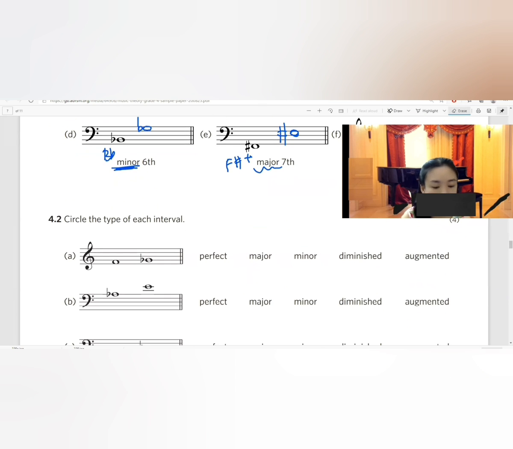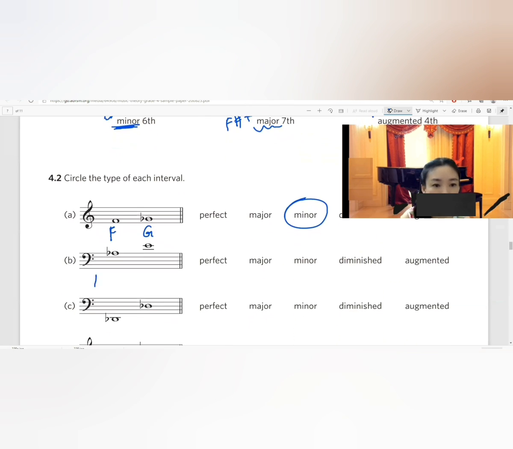Circle each type of the interval. If this is an F, we use F major as a guide. In F major, the G shouldn't have any flat, so F to G should be a major second. But now they flatten the G, which means it becomes minor. Next one, let's use A flat major as a guide. In A flat major, C shouldn't have any sharp or flat. So A flat to C is a major third.